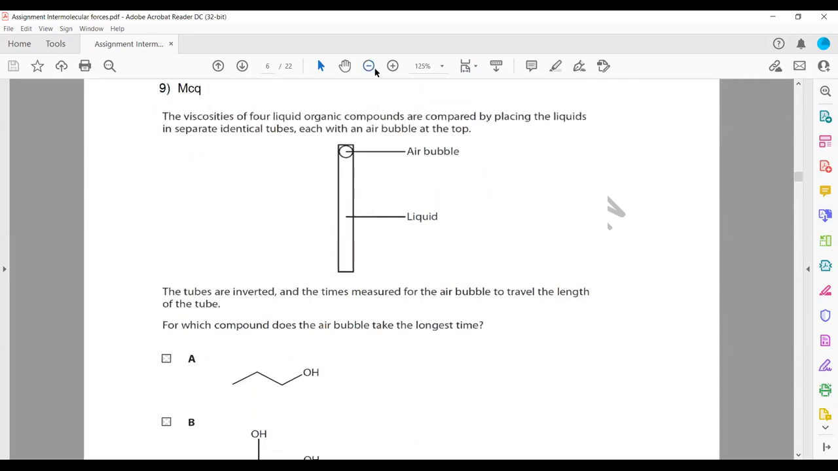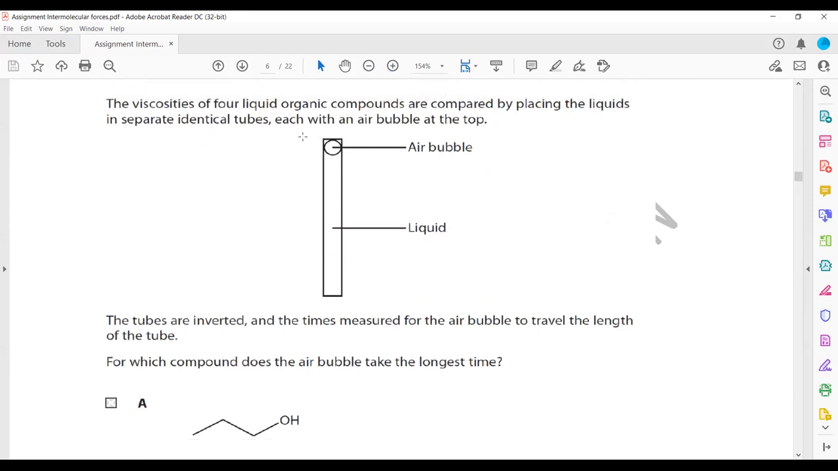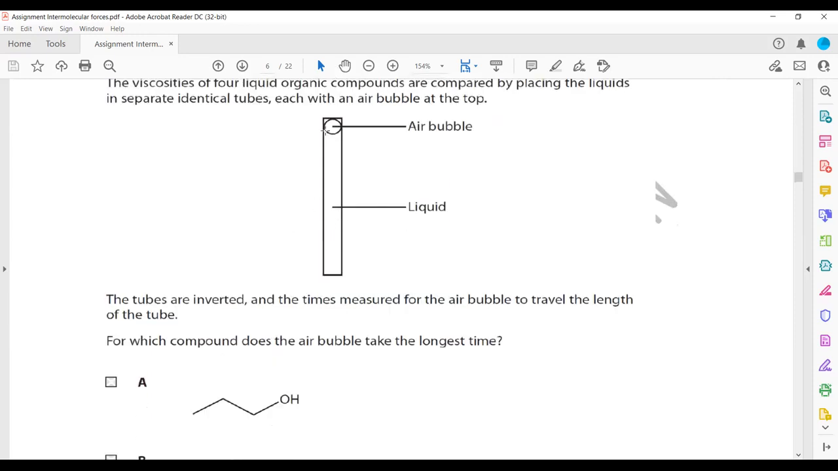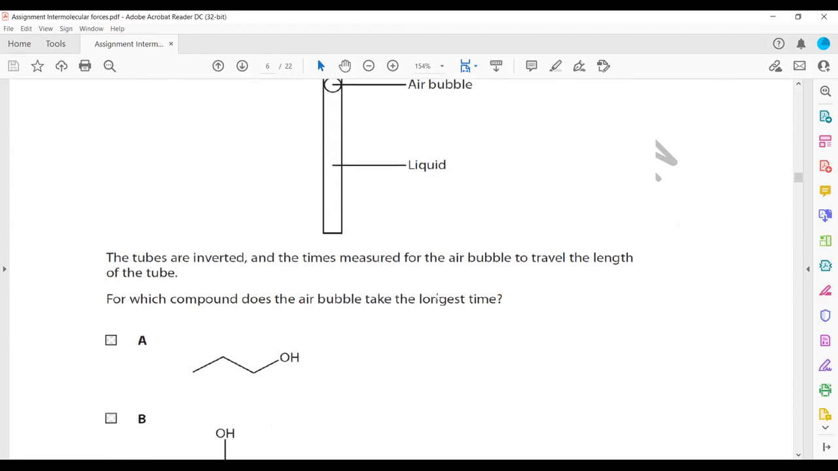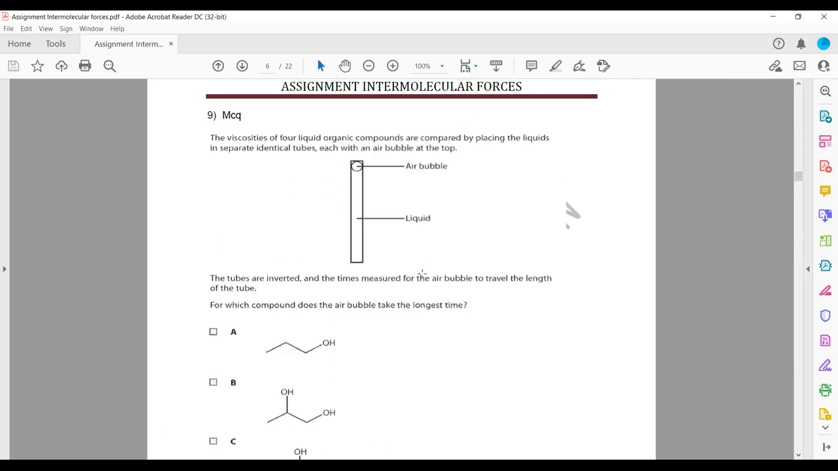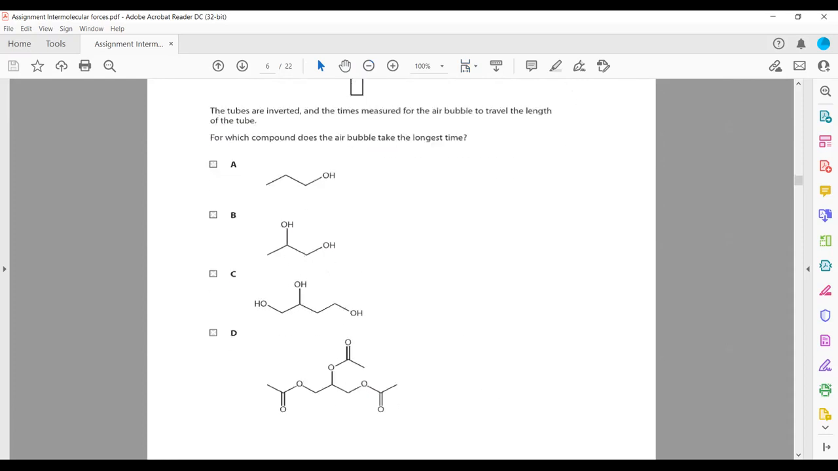The viscosities of four liquids, viscosity means the property of a fluid to resist flow, are compared by placing each organic liquid in a separate identical tube, each with an air bubble at the top. The tubes are inverted, so when we invert the tube, the bubble will rise. The time it takes for the bubbles to travel up is measured. In which compound does the air bubble take the longest time? The compound having the highest viscosity, the air bubble will take the longest time. So we have to check the intermolecular force to identify this.